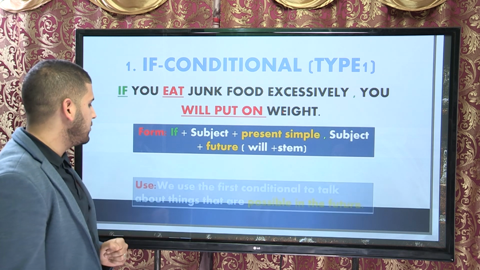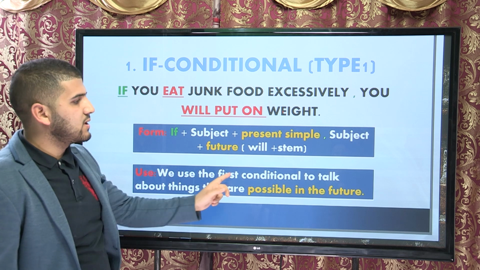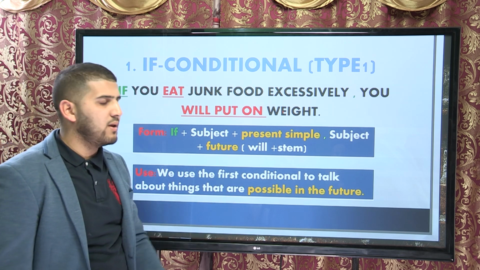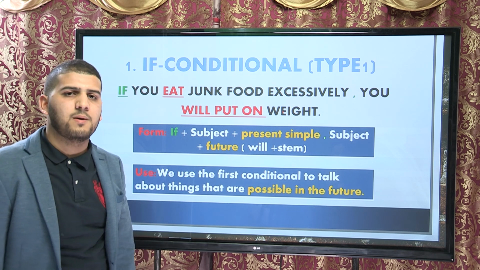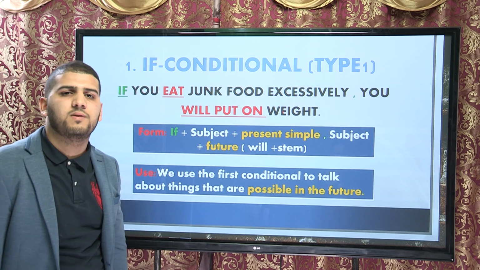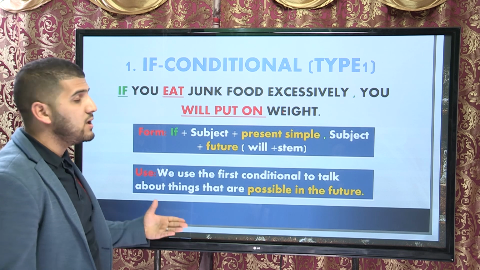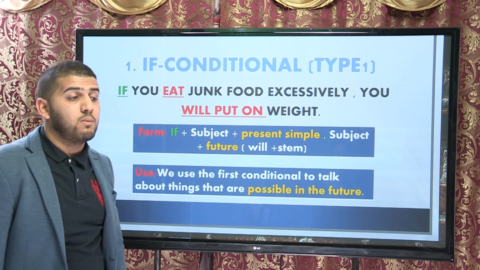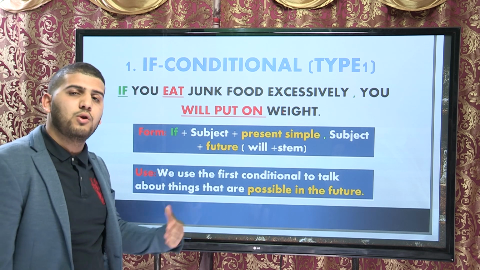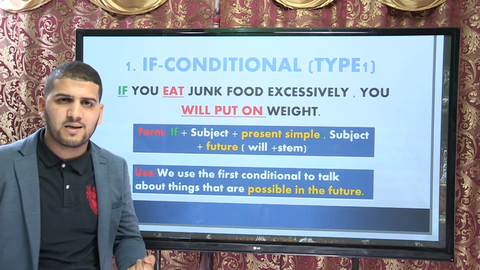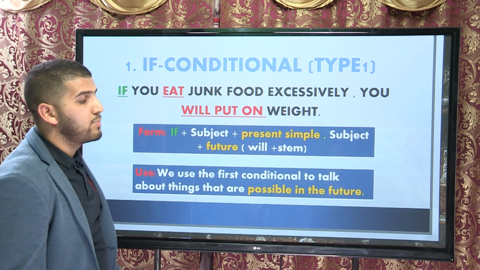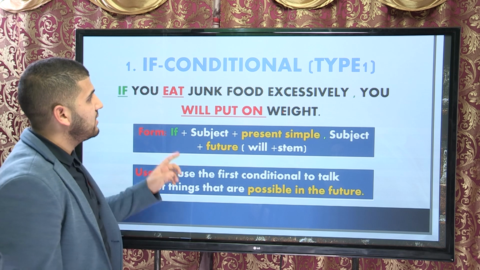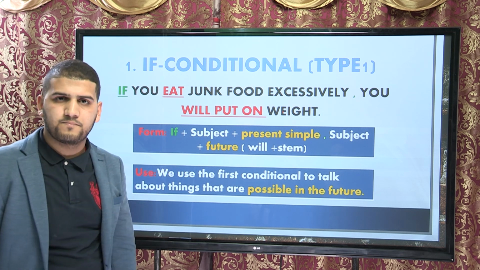Let's move on to the use. We use the first conditional to talk about things that are possible in the future. In our example, if you eat junk food excessively, you will put on weight. So it's possible to put on weight if you eat junk food excessively. So we are talking about a possibility in the future. Therefore, we use if conditional type 1.